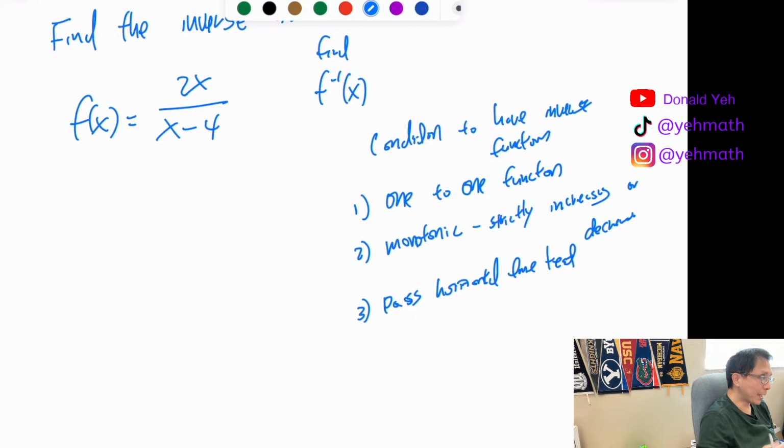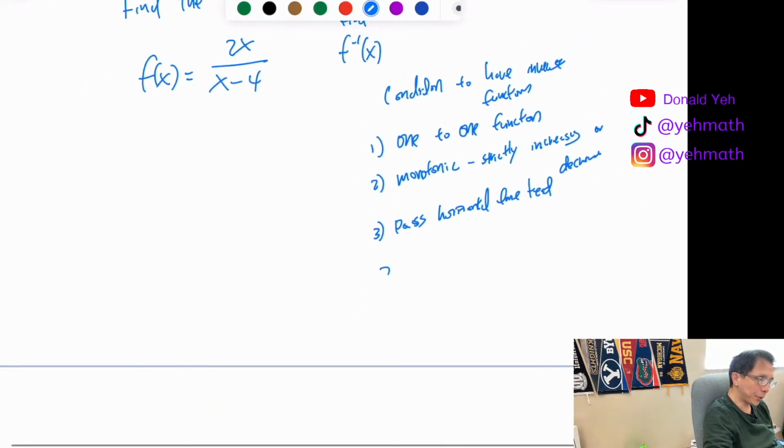So if you cannot pass the horizontal line test, you cannot. So a parabola cannot pass the horizontal line test, so you cannot have an inverse function. Okay, so the results of inverse functions.